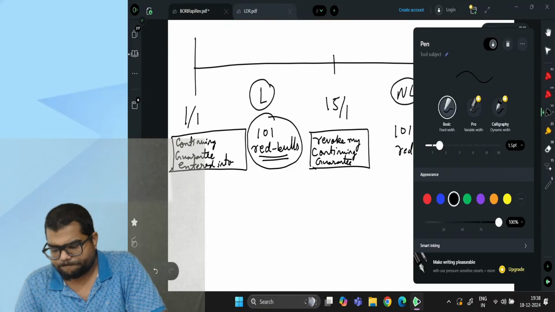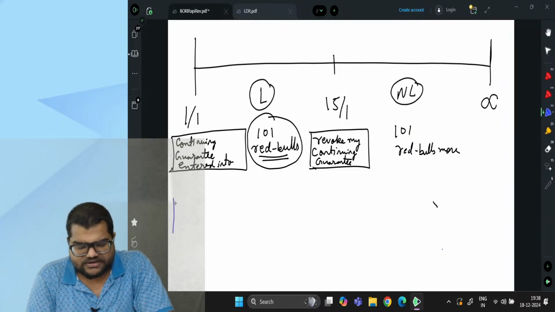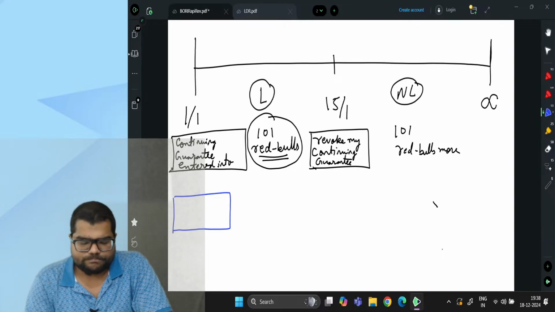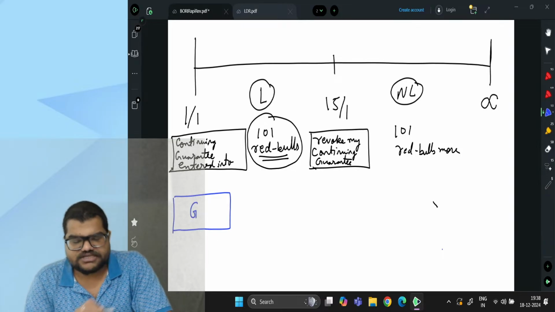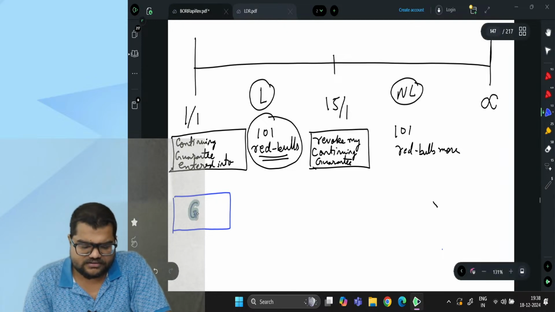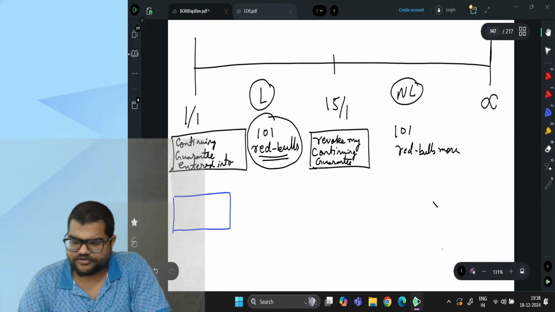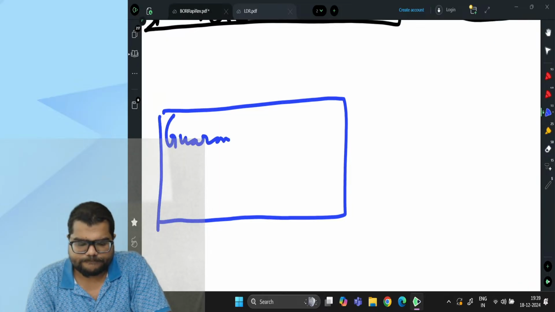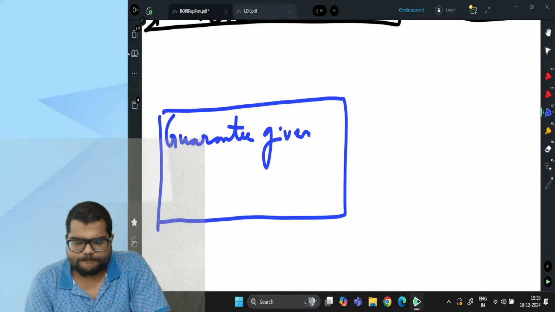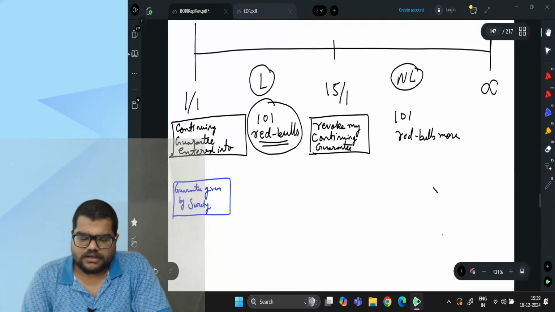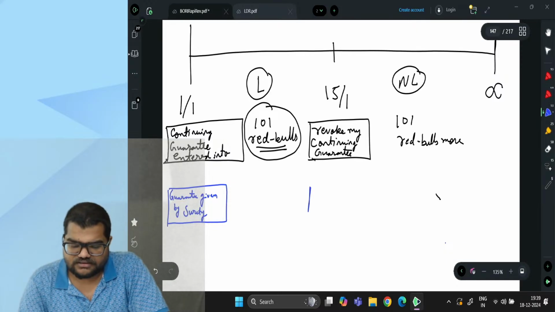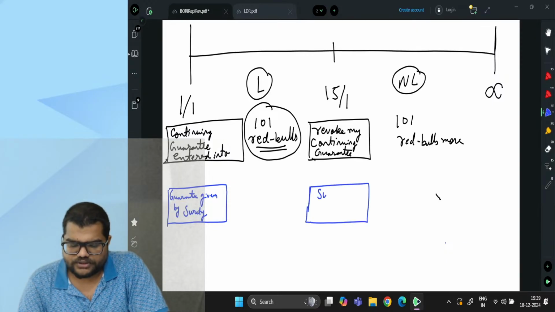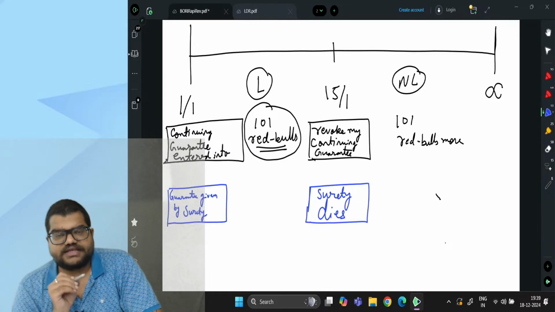I'll change the color of my pen. Let's say on 1st January, a guarantee was given by surety. Let me write it properly, the whole of it. Guarantee given by surety. Okay. Now on 15th of January, the surety dies. On 15th of January, the surety dies.